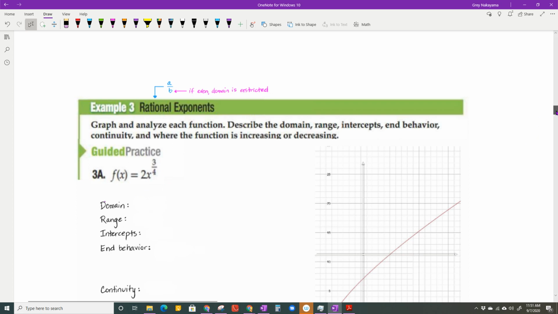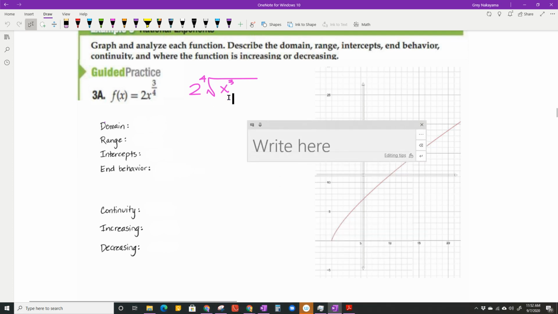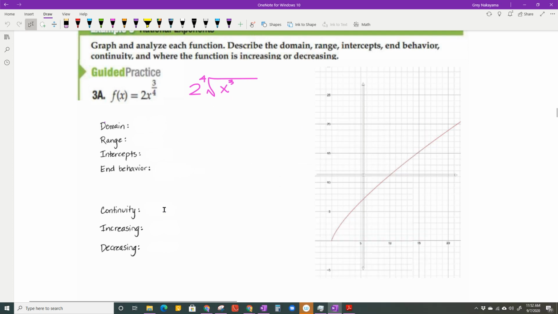The reason is that when you have x to the 3/4, a fraction, that's like saying, if you remember how to define it, the fourth root of x to the third. And when you take the fourth root, or an even root, of something, you can't take an even root of a negative number. Okay, so here's my graph.